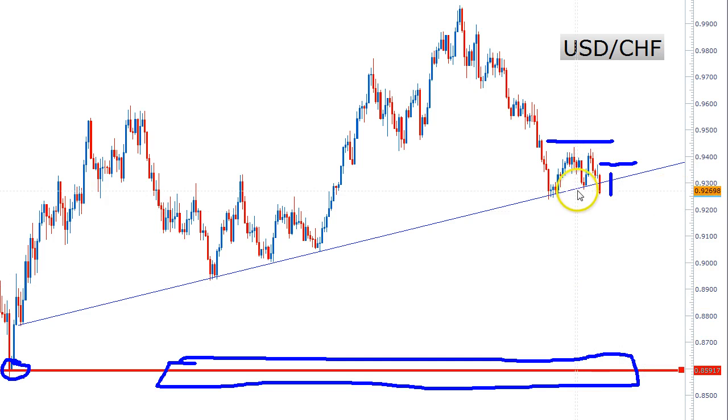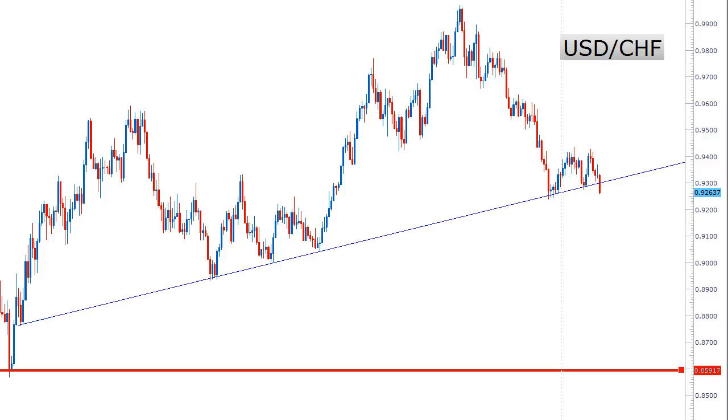675 pips about from current price to my potential target, and then you can compare that to what I would probably do as a 110 pip stop loss or so. So that's about a 6-to-1 risk-reward ratio, which is why I really like the potential of taking this trade.